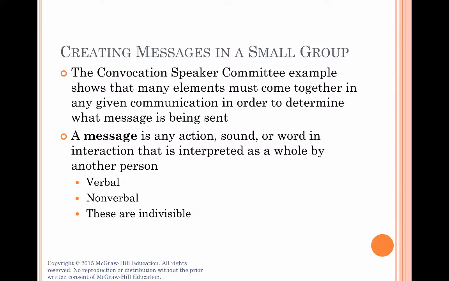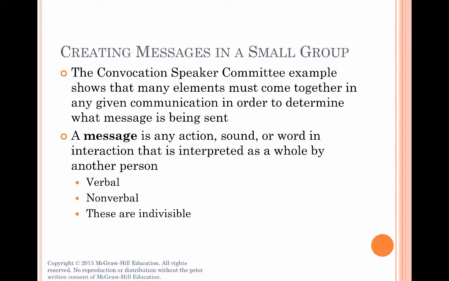The words, the context or the situation, their knowledge of each other, and the nonverbal aspects of communication like tone of voice, facial expressions, and body language. The text defines a message as any action, sound, or word in interaction that is interpreted as a whole by another person. We tend to think of a message as solely involving words, but it's much more than that.